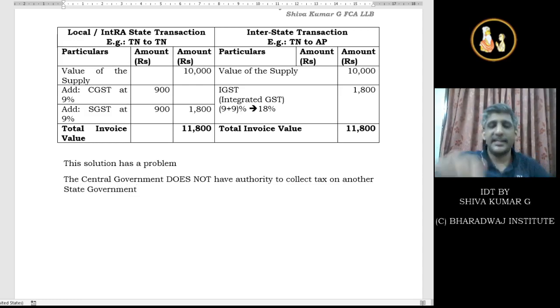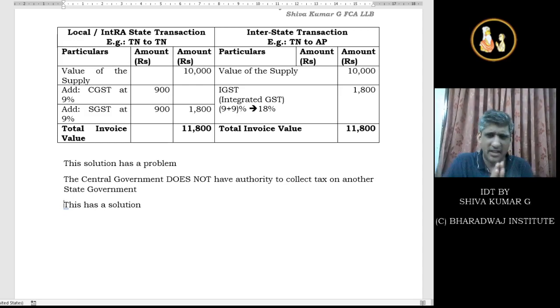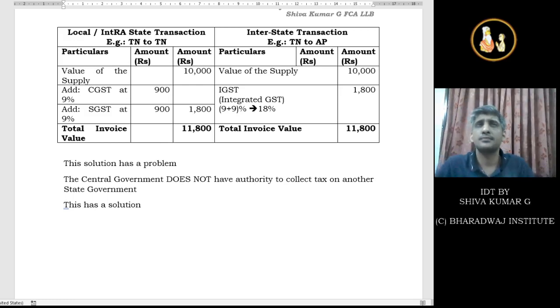What to do? This has a solution. Okay. Which is the problem? The problem is, sir, IGST is a wonderful solution. I will pay the entire money to the central government, which will transfer 50% to the state government. Beautiful solution. But the solution has no legal backing. So now we have to create the legal backing. So what was the argument? I said, sir, there is no power to the central government to collect both CGST and SGST. That power is not there with the central government. That is my argument.